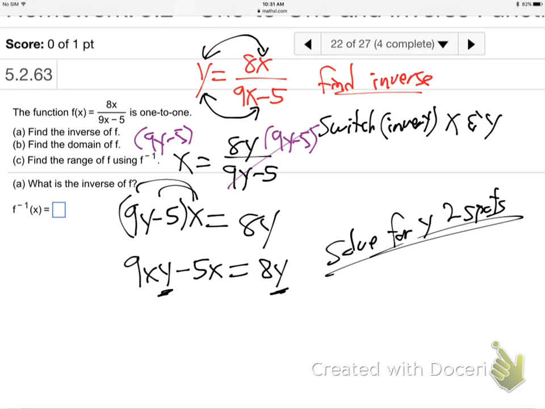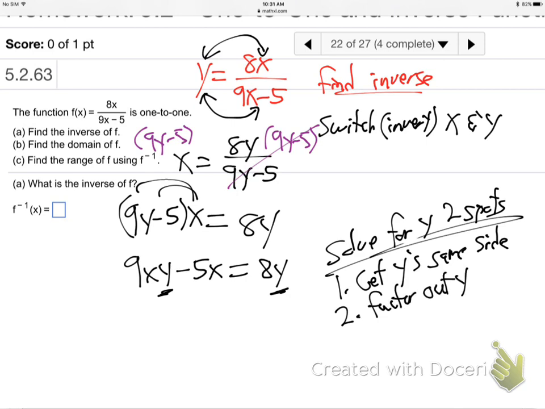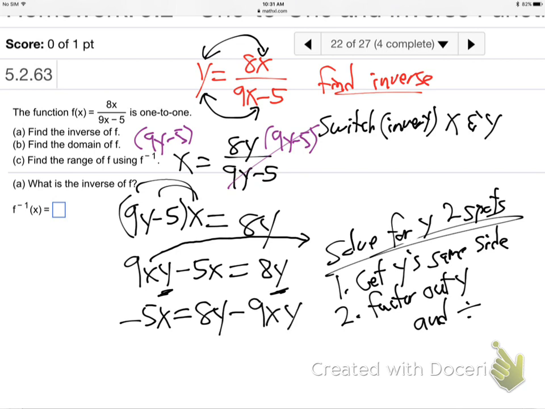So what do you do when the y is in 2 spots like that? You've got to, number 1, get the y's on the same side, and 2, factor out the y and divide. That's what you do. So get the 2 y's on the same side. It doesn't matter which side. So I'm just going to grab this whole 9xy term and jump it over here. That'll leave minus 5x is 8y minus 9xy. Good so far? So get the 2 terms that have y on the same side.